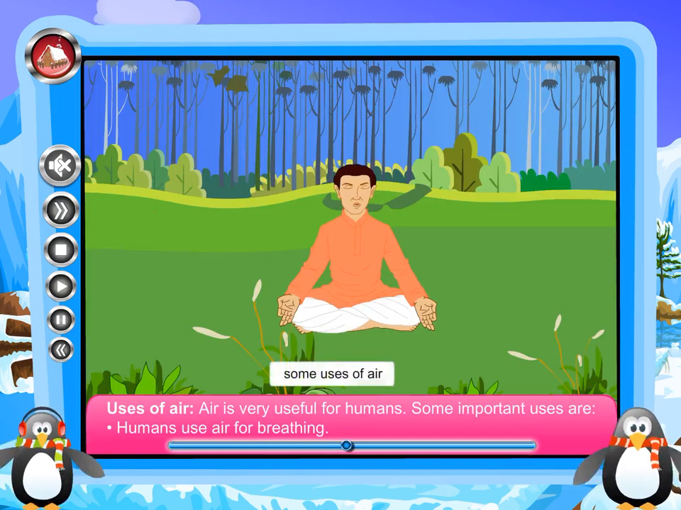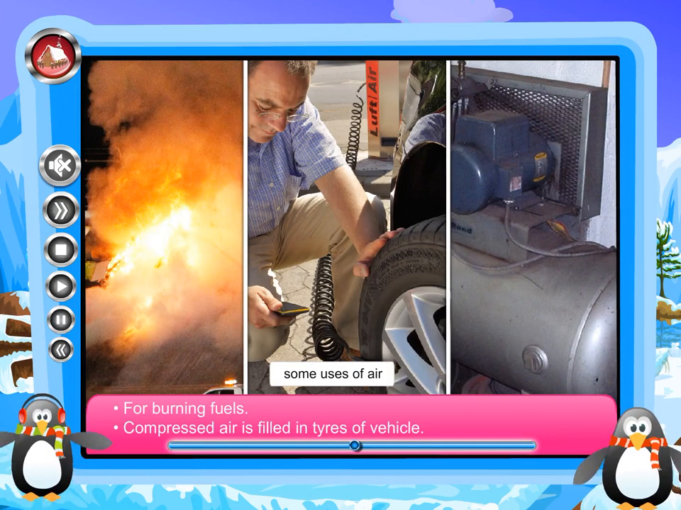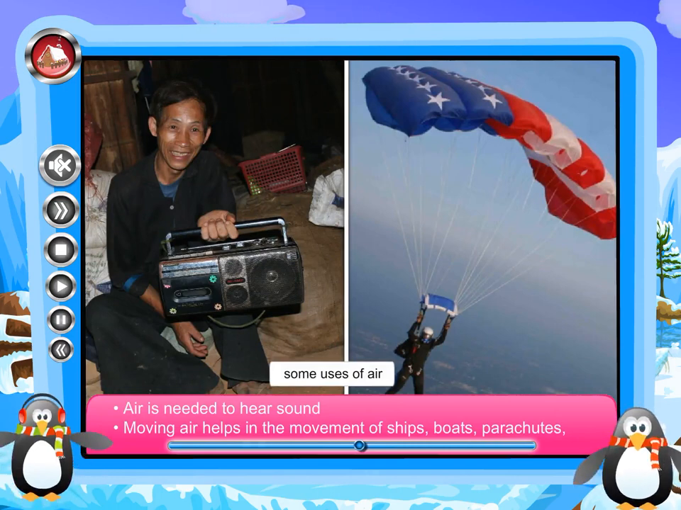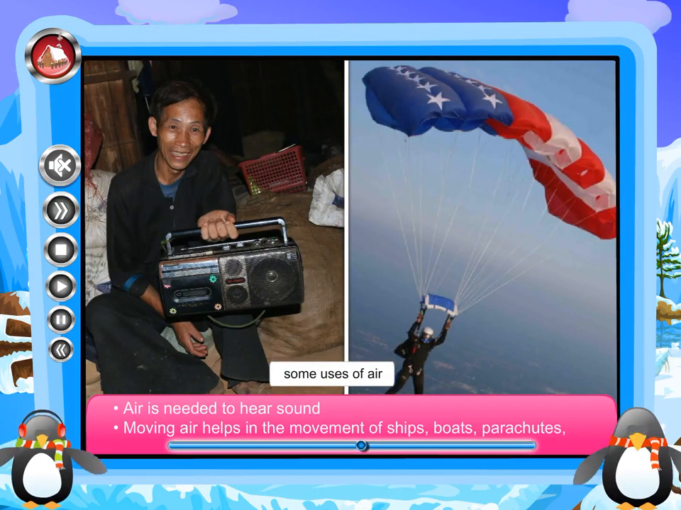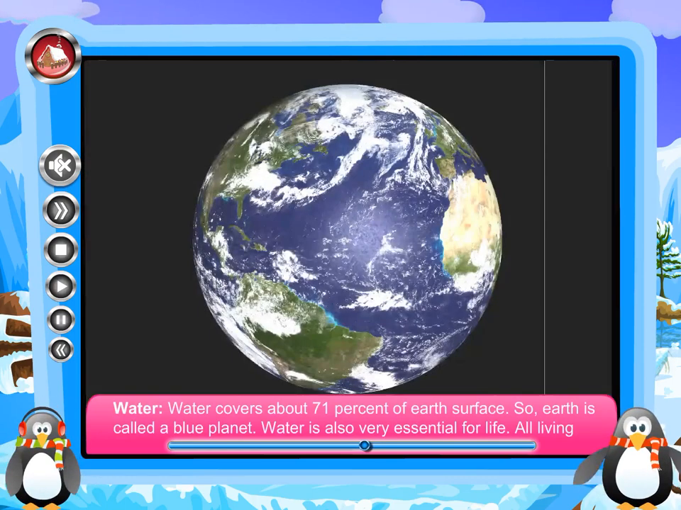Uses of air. Air is very useful for humans. Some important uses are: humans use air for breathing, for burning fuels. Compressed air is filled in tires of vehicles. Air is needed to hear sound. Moving air helps in the movement of ships, boats, parachutes, gliders, etc.